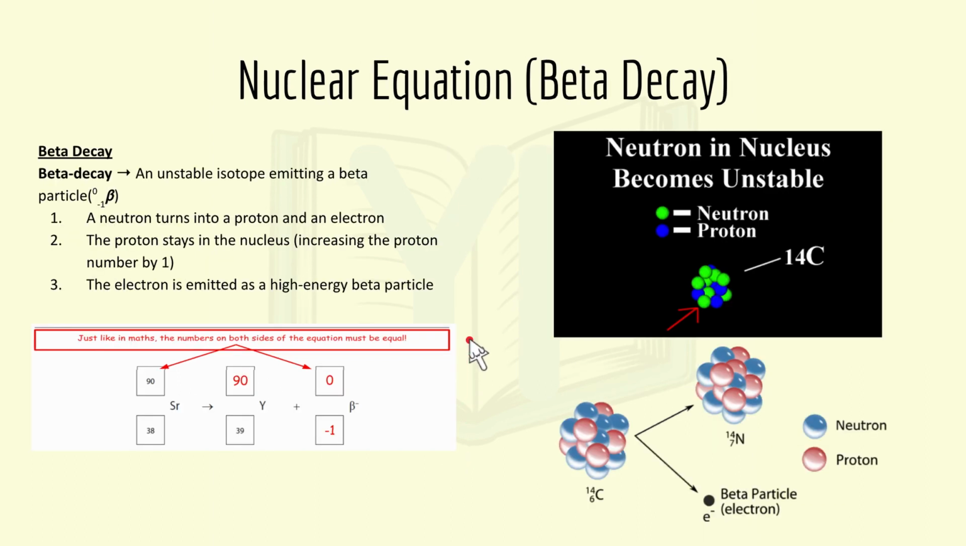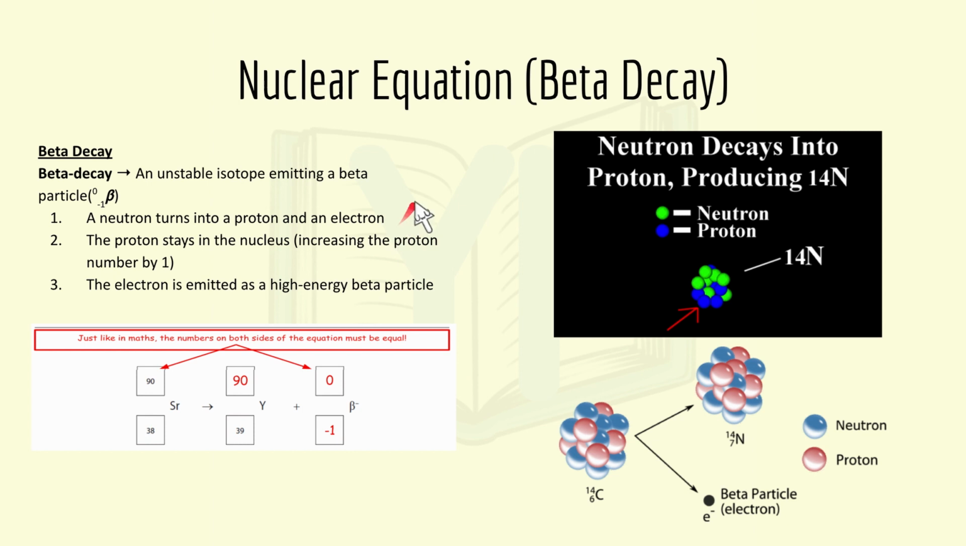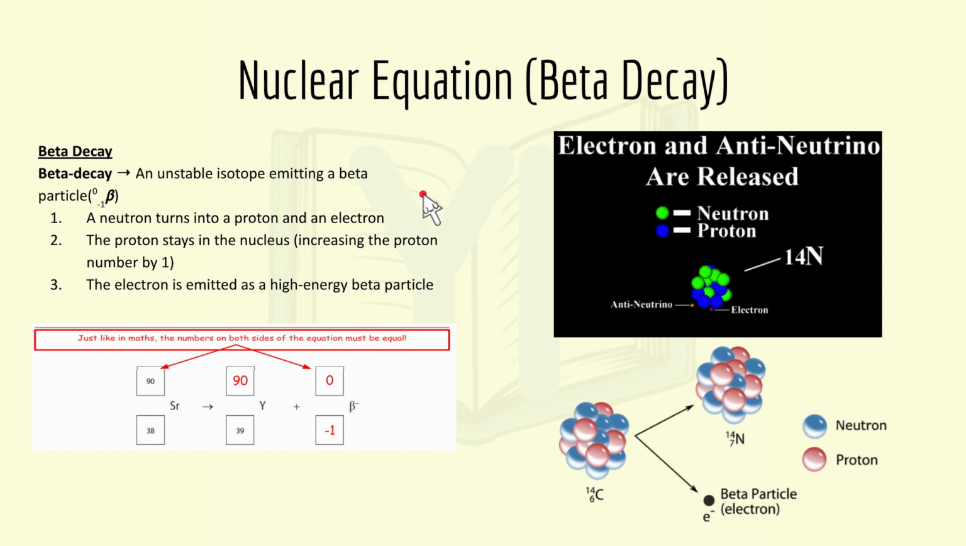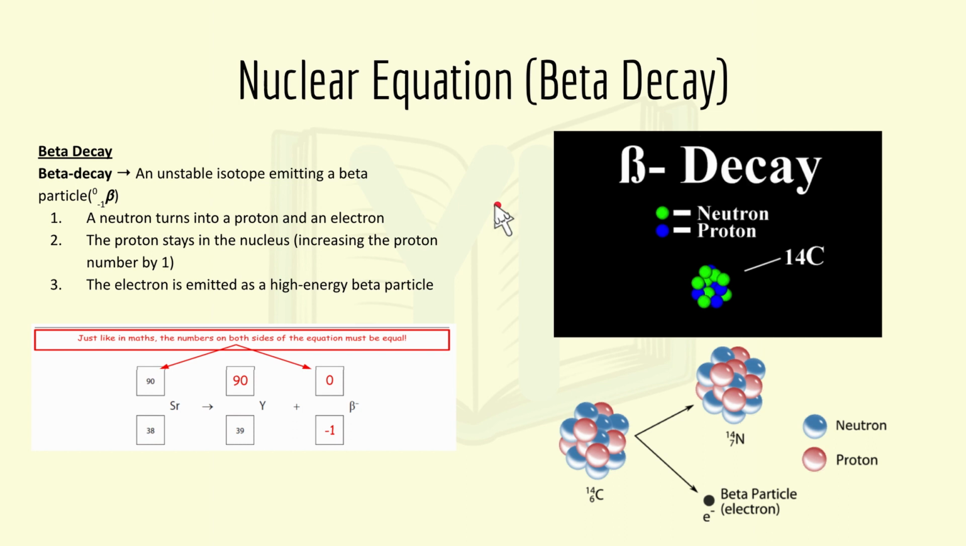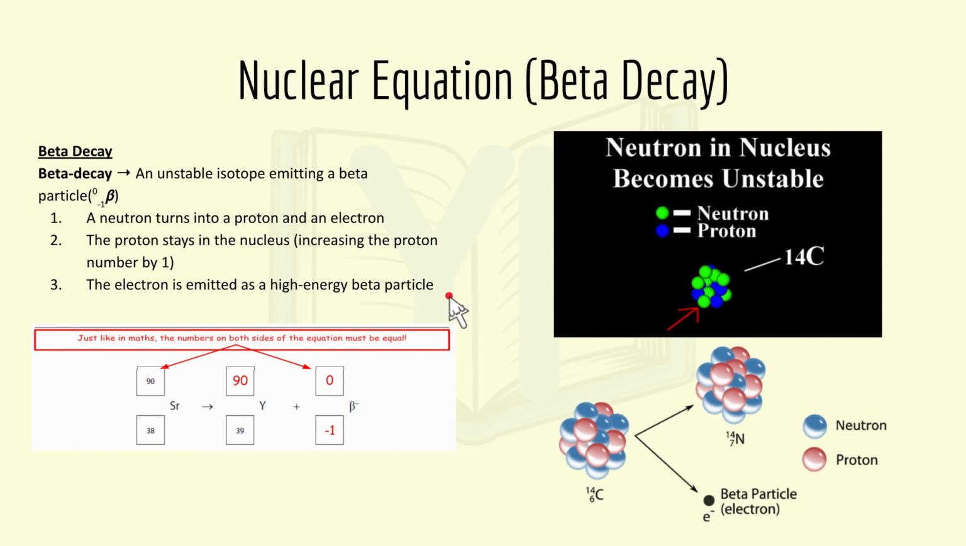So we have beta decay. Beta decay is an unstable isotope emitting a beta particle, 0 minus 1. A neutron turns into a proton and an electron. The proton stays in the nucleus, increasing the proton number by 1, and the electron is emitted as a high energy beta particle.